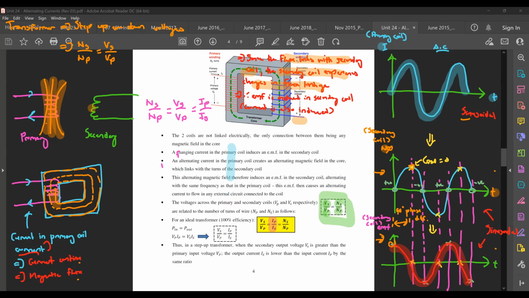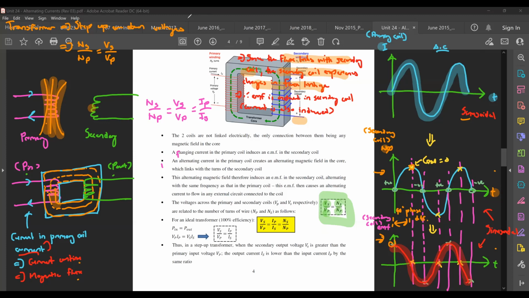Now, why is it like that? It's because of this. If I talk to you about the transformer, as you already know, you have a primary coil as well as a secondary coil. You can think of your transformer as having an input power and an output power. Your input power is from your primary coil. Your output power is from your secondary coil. This is where your input is, and this is where your output is in terms of power. You put in power to your transformer at the primary coil, and you get out power from your secondary coil.